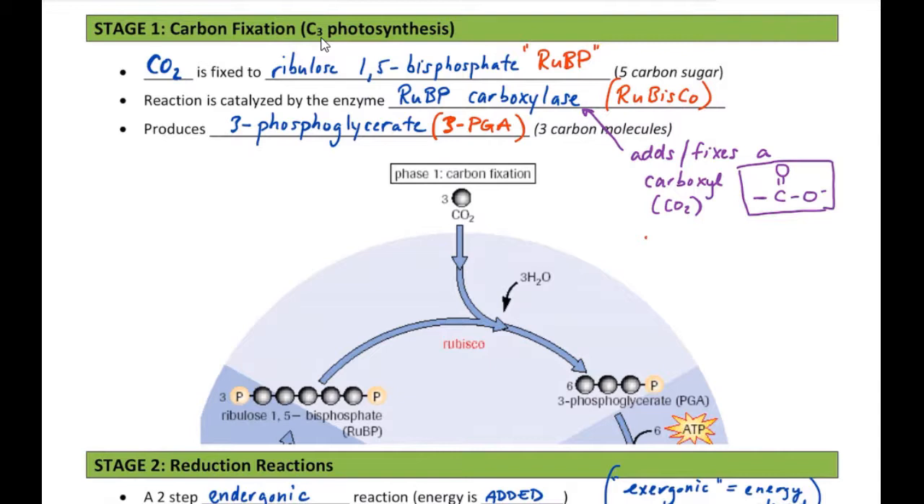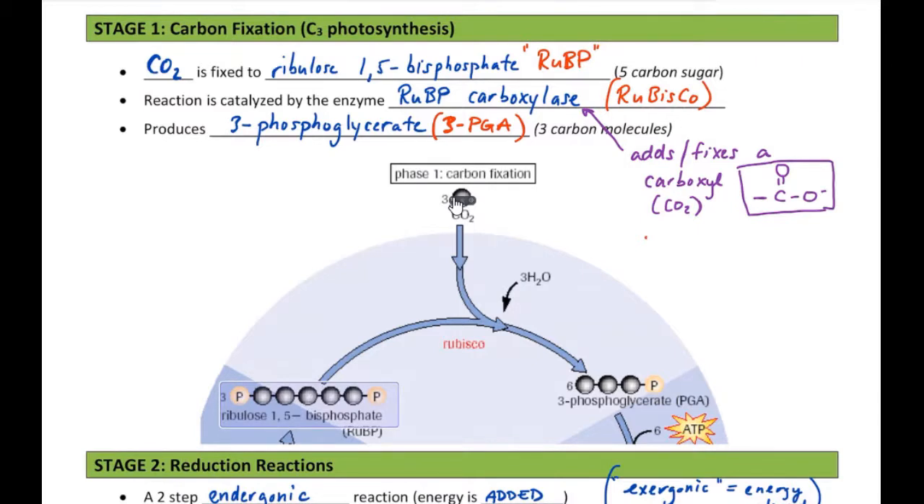So C3 is your normal photosynthesis. Every plant can do this. This is your goal here. And what we're going to end up doing is taking our carbon dioxide, you can see it free here, and we're going to add it to this molecule down here, which is called ribulose 1,5-bisphosphate. We call it rubip for short.